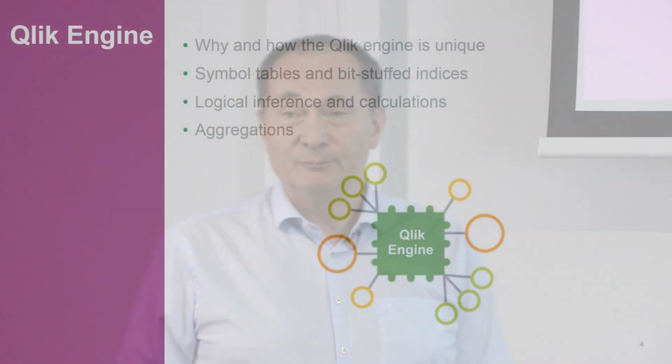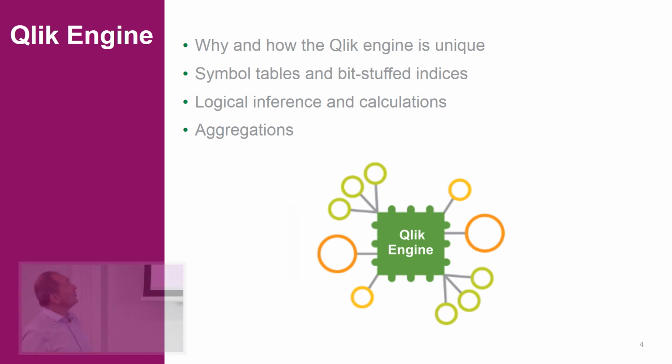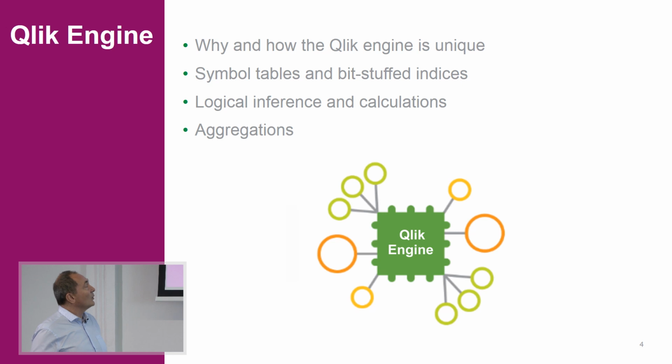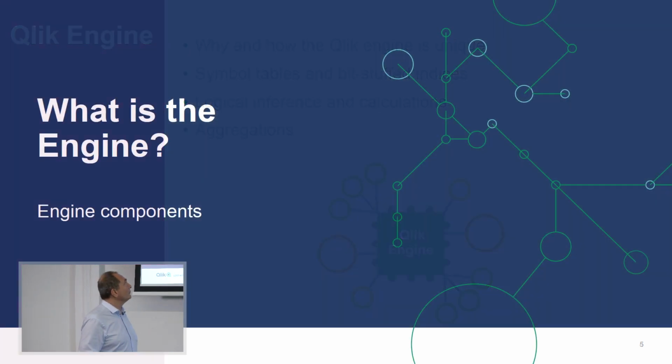So, the Qlik engine, what is it? That's what we're going to talk about. We're going to talk about why and how the engine is different from other tools on the market. We're going to talk a little about something we call symbol tables and bit stuff indices. We're going to talk about the logical inference versus calculations. And we're going to talk a little about what aggregations are and how they are performed inside the engine.